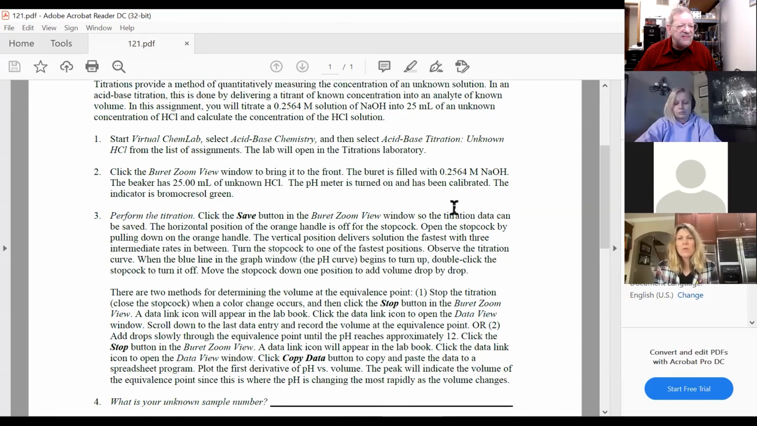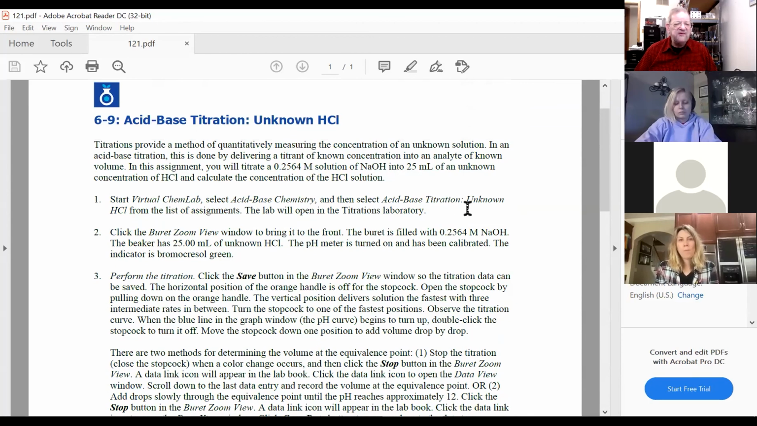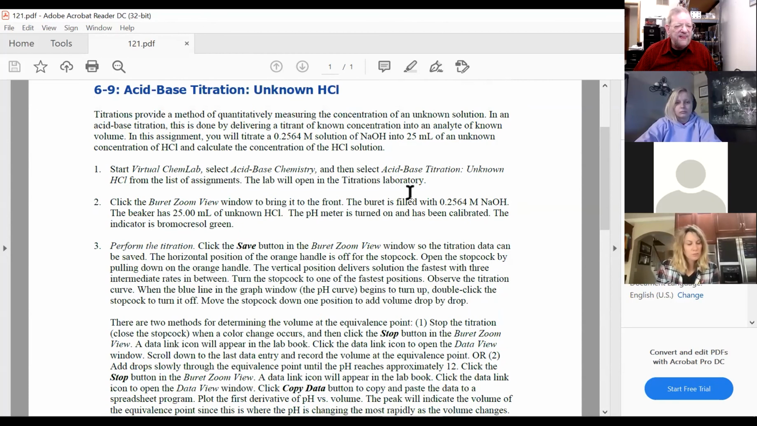Everybody see acid-base titration 6.-9. You don't have to read this. I did for you, but in case you can't read the screen, here's the molarity of the sodium hydroxide. Now, important thing, which I put in the table already for you, how much HCl solution are you using? And they tell you 25.00.